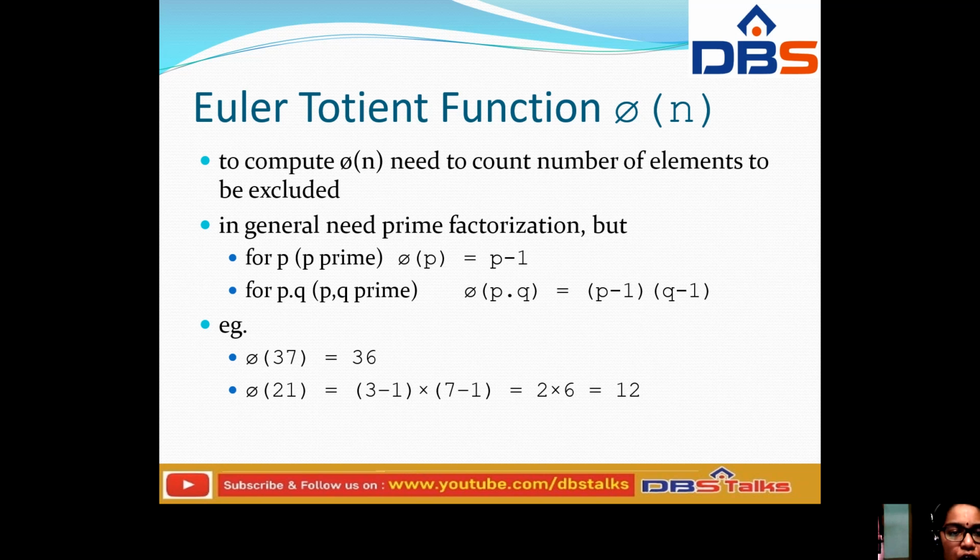So if you have observed this n as an example, to compute the phi of n, you need to count the number of elements that we are going to exclude. In general, the need of prime factorization is whenever you are going to use a prime: phi of p, for p prime, is equal to p minus 1. For p dot q, with p and q prime, phi of p dot q is equal to p minus 1 into q minus 1. If you have applied that rule, phi of 37 is equal to 36. Then phi of 21 is equal to 3 minus 1 into 7 minus 1, that is 2 into 6, which is equal to 12.